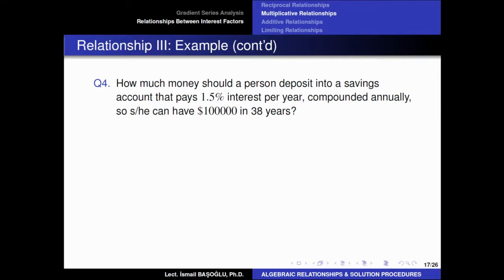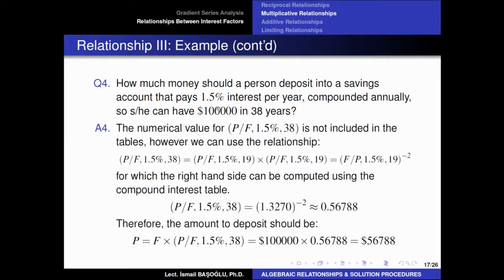So this time we are going to do the opposite operation, right? In the end of 38 years, we would like to have $100,000 in our account. Now, how much should we deposit in that savings account right now? The question is asking, and the corresponding interest rate in that savings account is 1.5%.